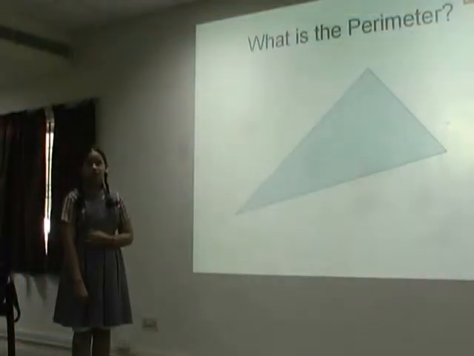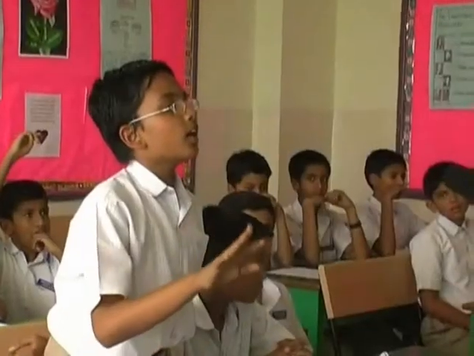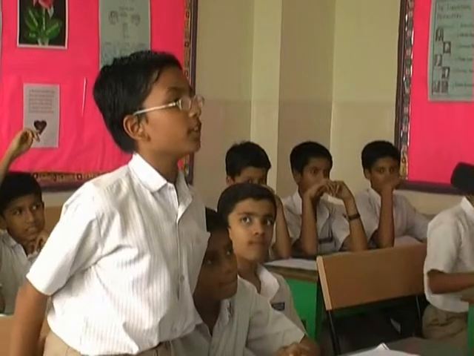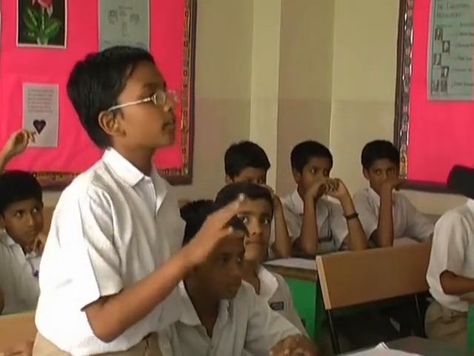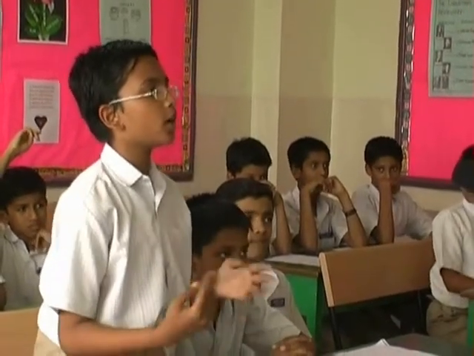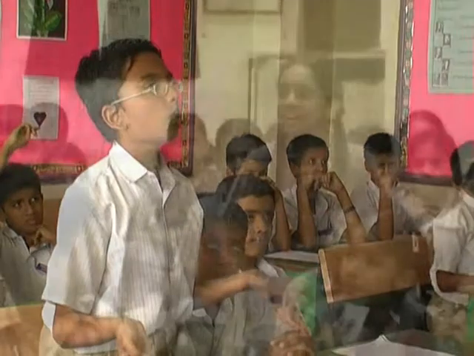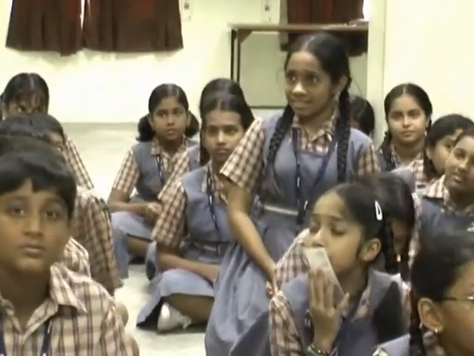Area of the figure. It's the area of the figure. Any figure? When a shape is given, when we add all the sides, we get the perimeter, that is the area, or the amount. How much? The area which is outside the rectangle.